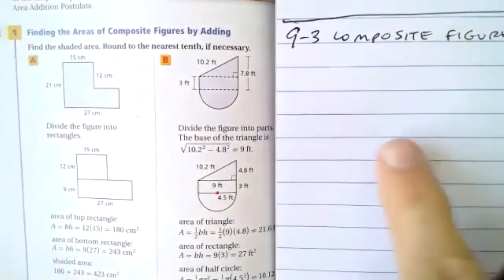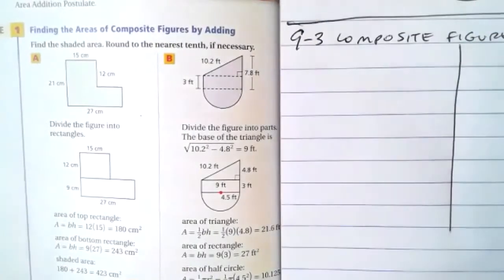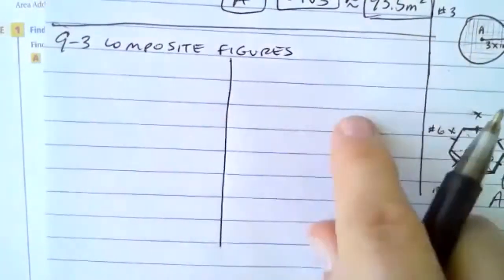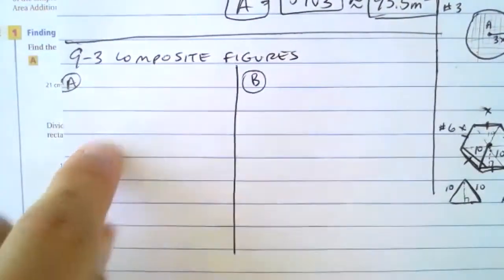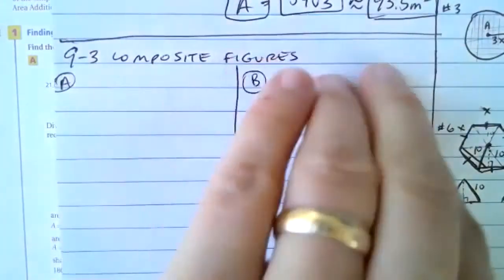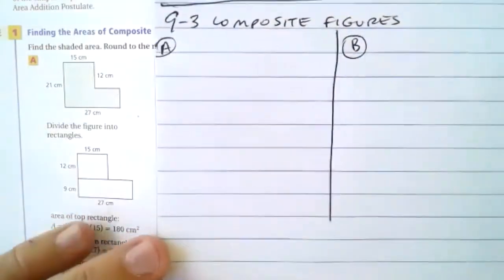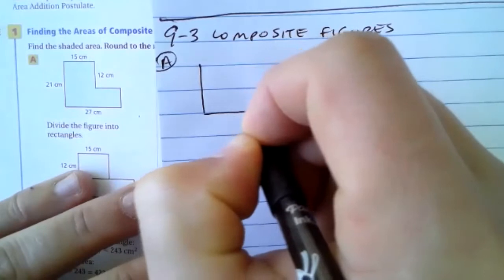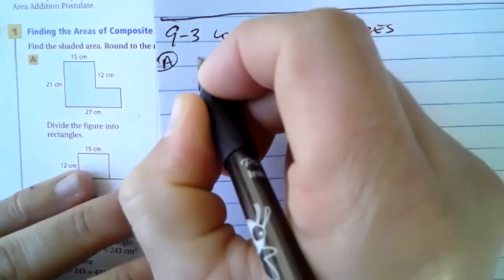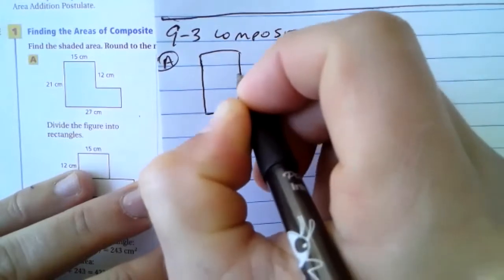Off to your 9.3 composite figure side, we're going to split this into 2. So draw me a line down the middle, just like this. We're going to do part A here and part B here. We're going to put that composite figure shape and description here, and the other composite figure is going to be on this side. So let's draw the shape the best we can. Now it's not going to be to scale, but hey, nobody's watching, right?